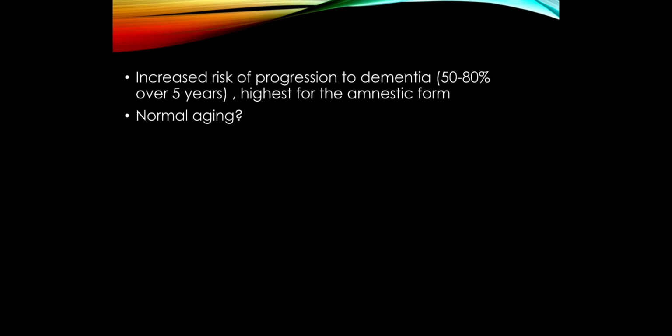And so we know these individuals are at increased risk of dementia. You can see it's above 50% over 5 years, so somewhere between 50 to 80%. So we can kind of think of it as a pre-Alzheimer's form, or at least a high risk for that. And it appears especially high for the amnestic form. So if someone is just coming in with word finding difficulty, they would be at lower risk.